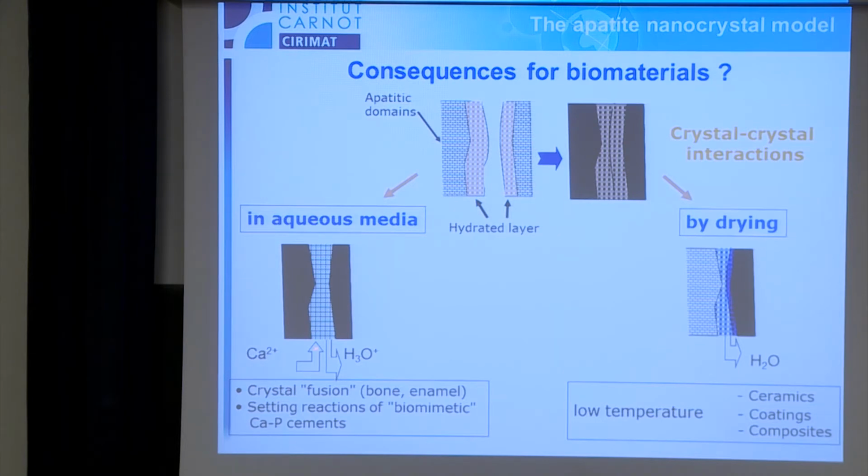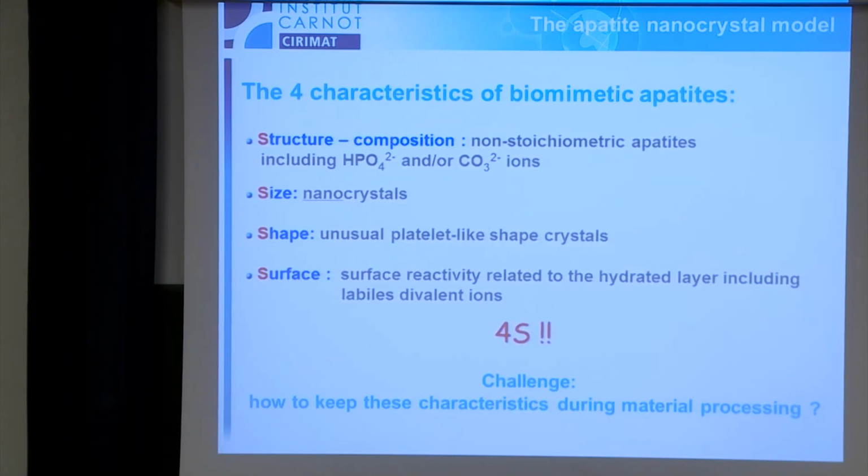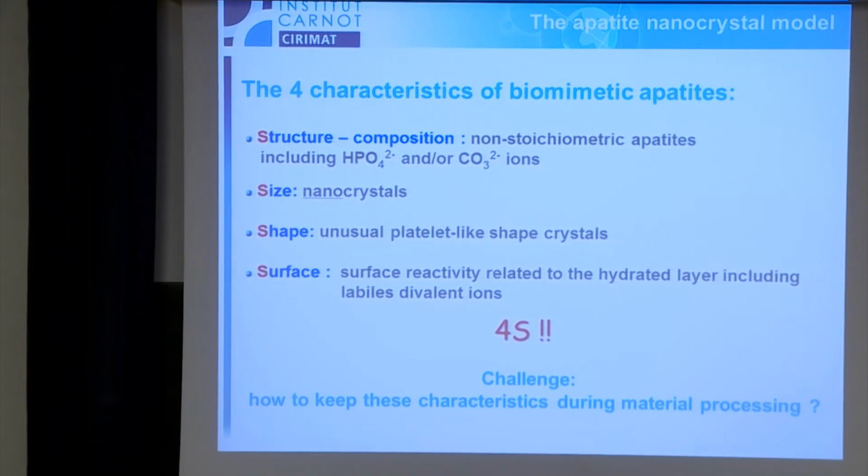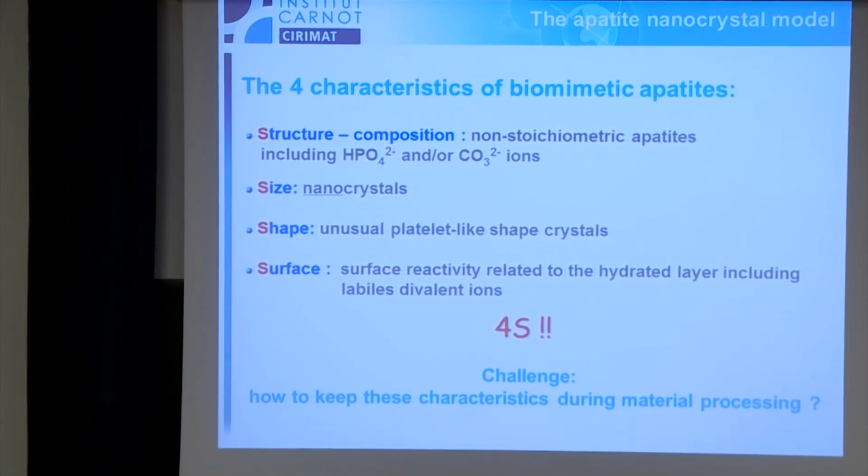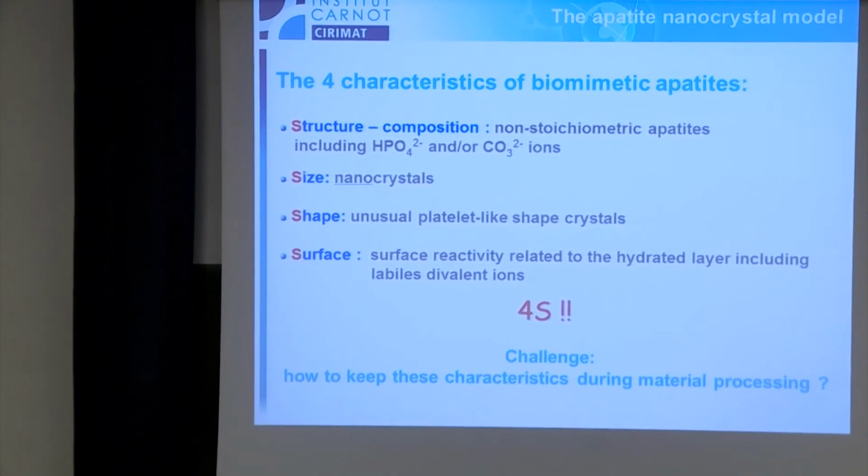And in aqueous media we can also have interaction between the crystals, with exchange of several ions. This property of ion exchange can also be involved in the setting reaction of calcium phosphate cements, which are also used as biomaterials. So this is just a brief review of the model we proposed.